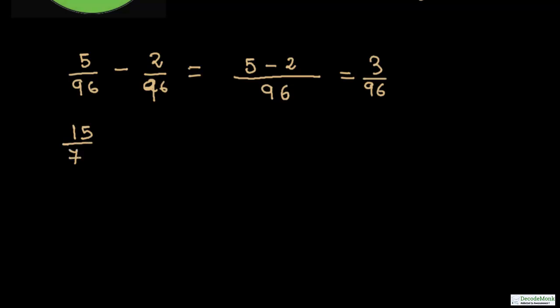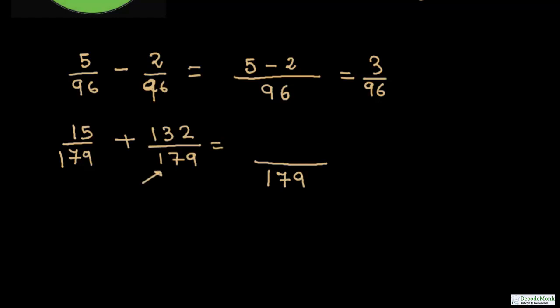Next, 15 upon 179 plus 132 by 179. How will you do that? Again, keep the denominator the same. Why? Because the denominators are the same over here. So you can see that in such operations, where we are keeping the denominator the same, such operations are possible only if you are given fractions having the same denominator, or we call them like fractions.